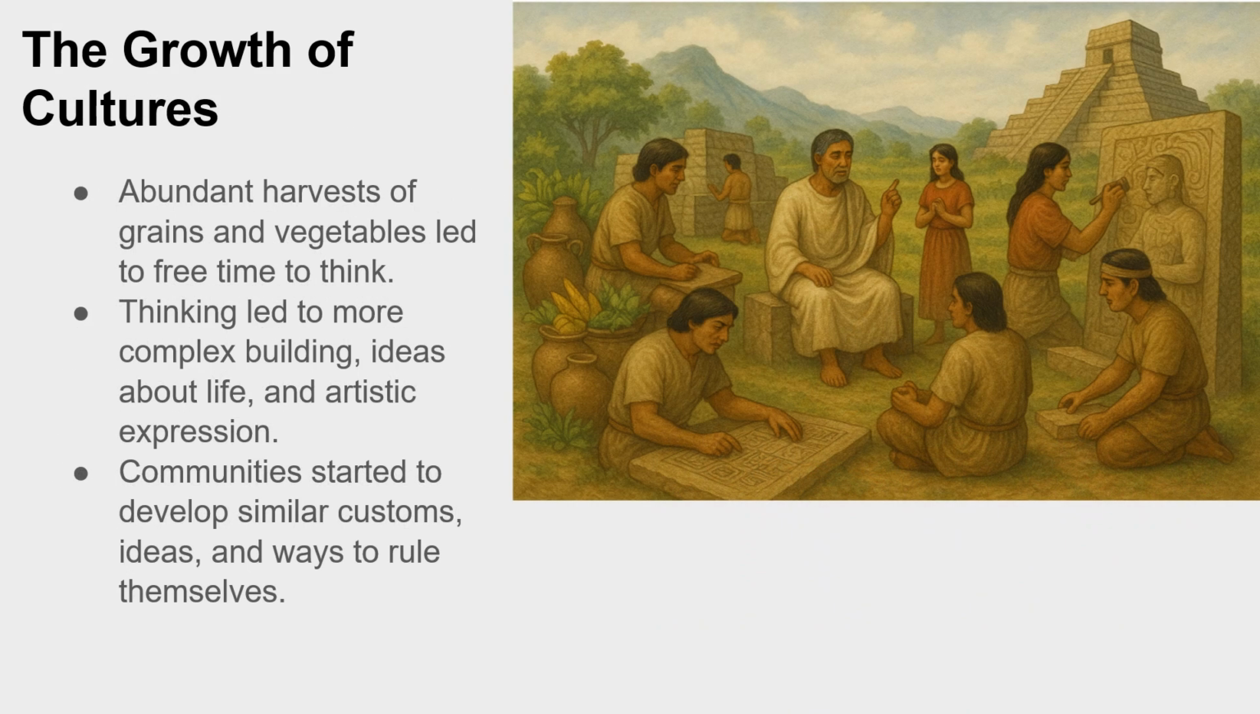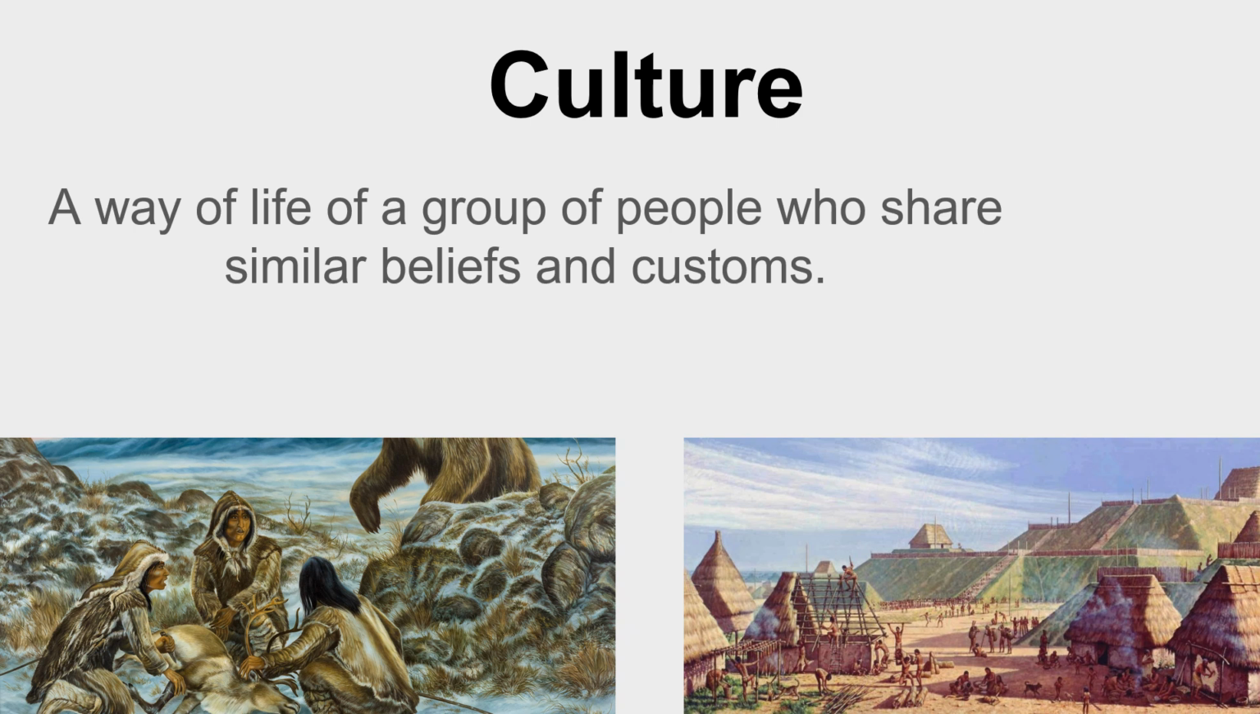The abundant harvest created complex buildings because they were able to sit and think a lot more. They had an abundance of food. They were able to kind of relax at times and think about things and make things that were more complex. Artistic expression, like their jewelry, their sculptures, their little monuments, and things like that were getting more and more complex. Communities had similar customs. And that leads us to culture.